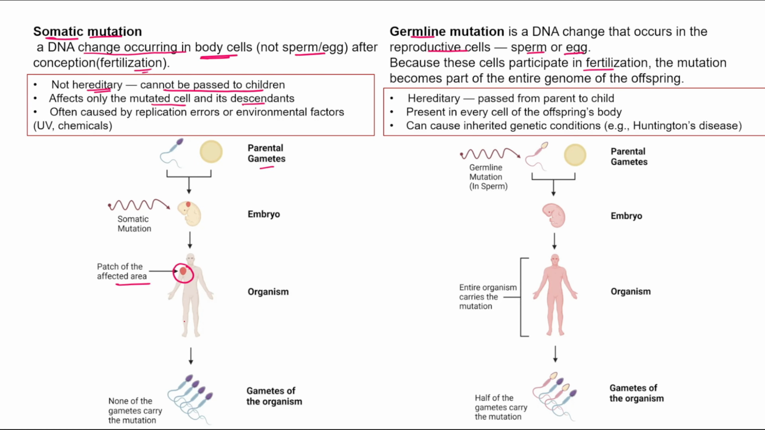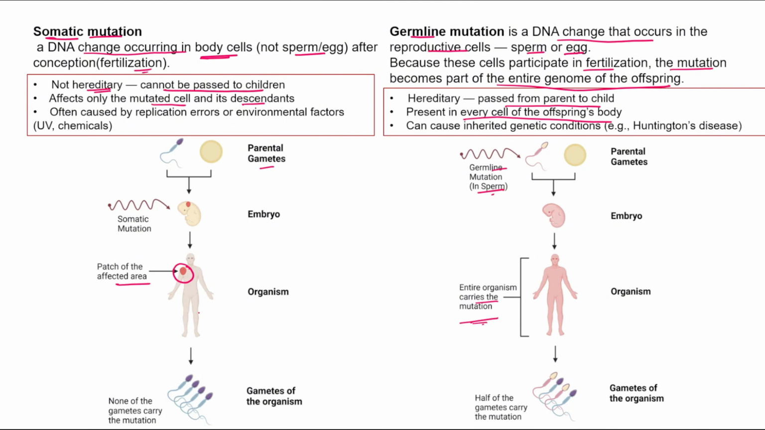Germline mutation is a DNA change that occurs in a reproductive cell, that is sperm or ovum. Because this cell participates in fertilization, the mutation becomes part of the entire genome of the offspring. In germline mutation, the change is passed from parent to child and present in every cell of the offspring's body. With a germline mutation in a sperm, that's why the entire organism carries the mutation.